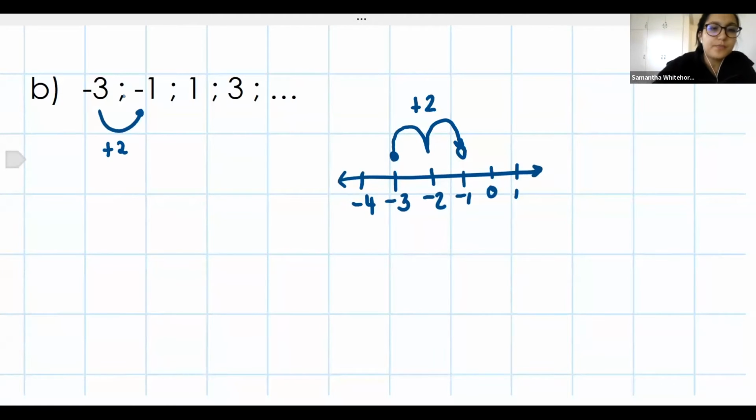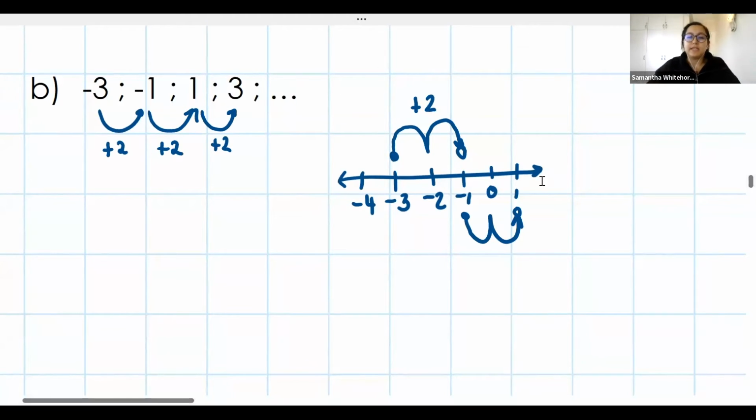I've added 2. If I now want to get from -1 to 1, I can again use my number line. I'm at -1. I want to get to 1. I need to add 1, 2. So I'm adding 2 again. 1 to 3, I'm adding 2. And so here what I see is that my pattern is that I'm adding 2 each time.